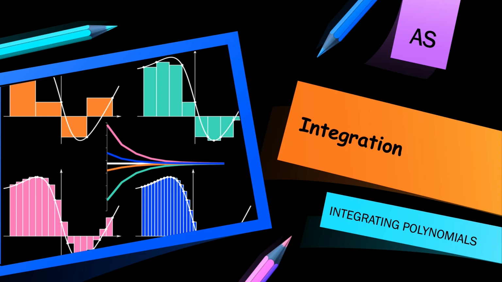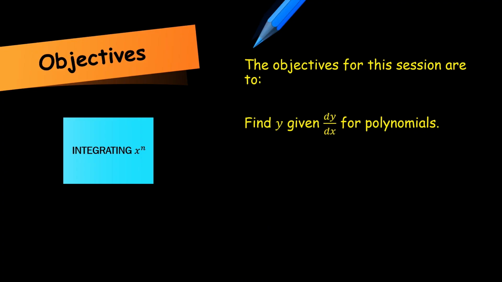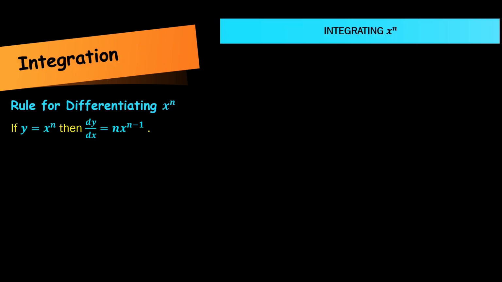Welcome to the Unit on Integration, Integrating Polynomials. The objectives for this session are to find y given dy/dx for polynomials. Recall the rule for differentiating x to the power n. If y equals x to the power n, then dy/dx equals n times x to the power n minus 1.